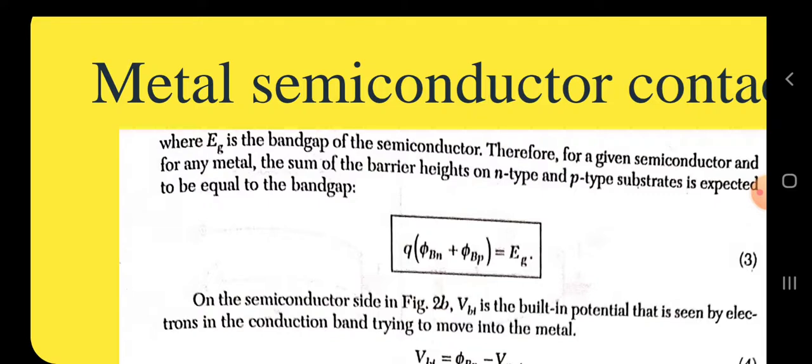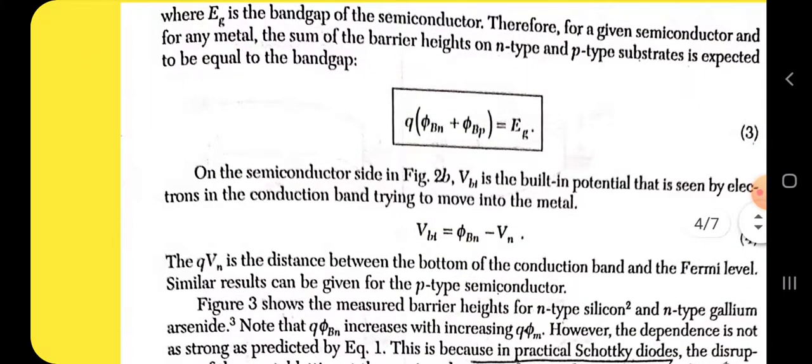On the semiconductor side, VBI is the built-in potential that is seen by the electrons in the conduction band trying to move into the metal. That is, VBI is equal to phi Bn minus Vn. The qVn is the distance between the bottom of the conduction band and the Fermi level. Similarly, results can be given for a p-type semiconductor.